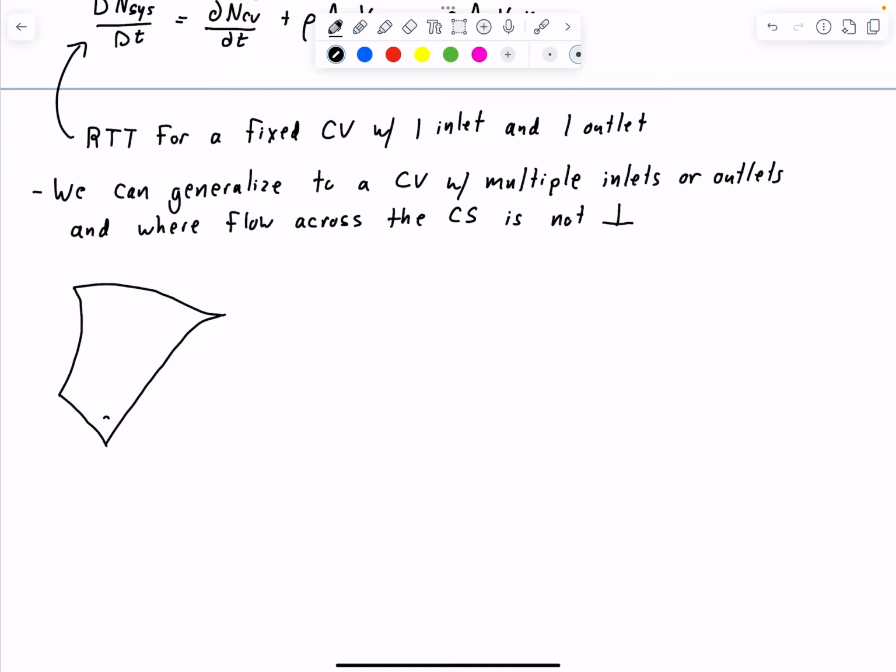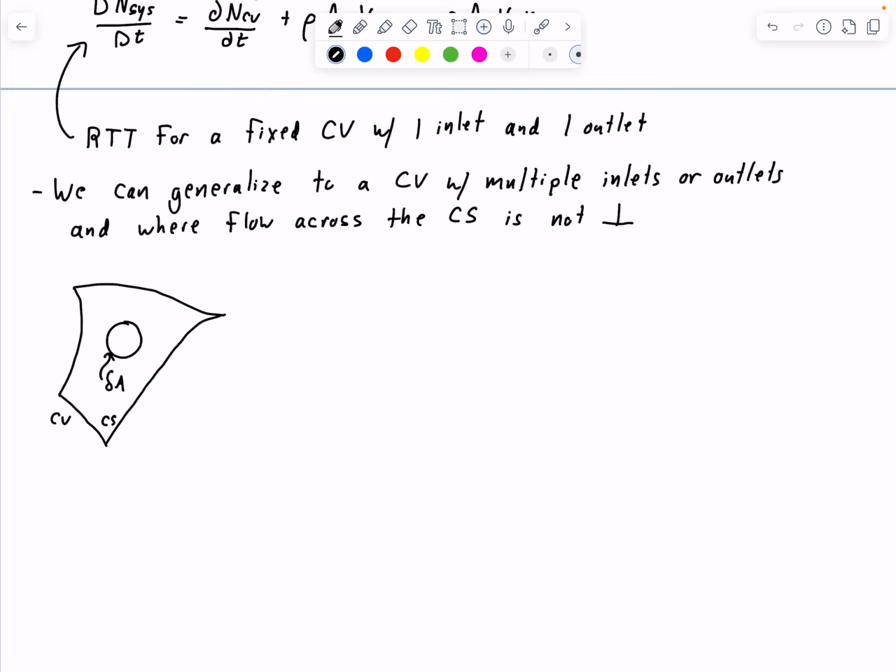So this is a control surface that I've drawn. The interior of that is a control volume. And on this control surface, we have a little patch which we're going to be examining here, and we're going to call that patch delta A. So this is delta A. It's some elemental patch, elemental area, that the fluid is flowing through.